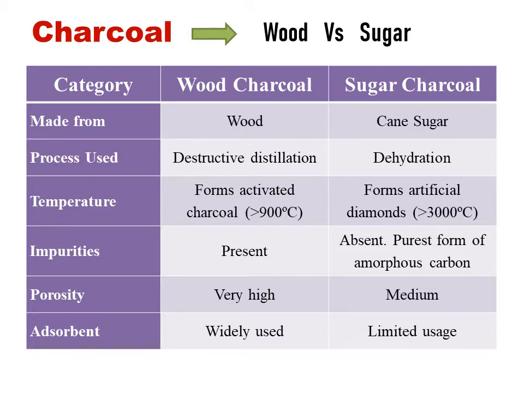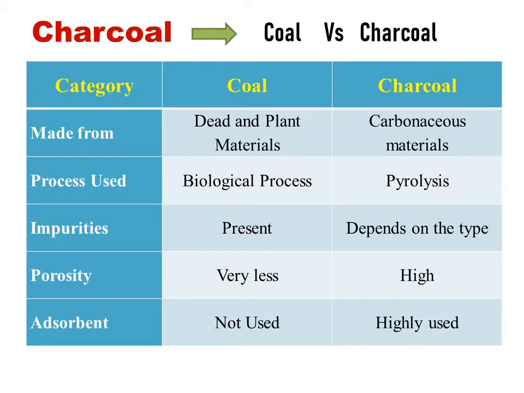Another very important difference is between coal and charcoal. Coal is made from plant materials by a biological process, and charcoal is made from carbonaceous materials by pyrolysis. Impurities are present in coal, and in charcoal they depend on the type. Porosity is very low in coal, and comparatively higher in charcoal. Coal is not used as an adsorbent, but charcoal is widely used as an adsorbent.